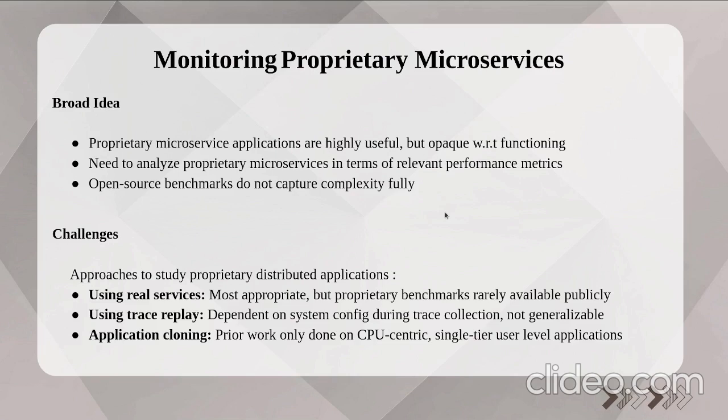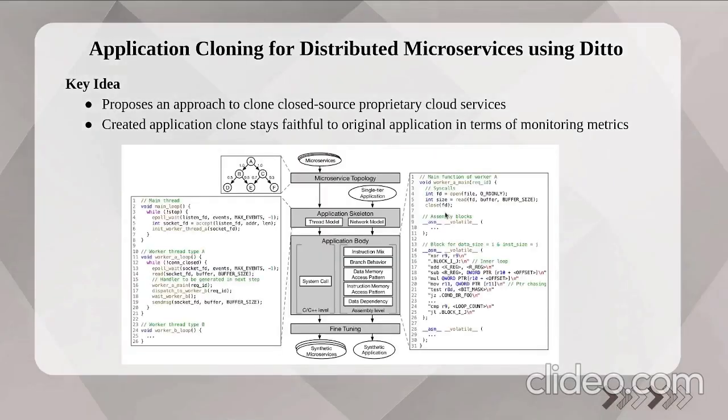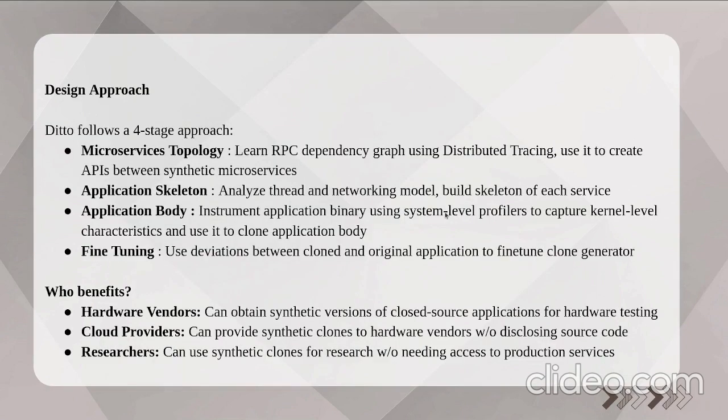Another approach, which is quite promising, is to create a faithful clone of the original application, which can be tested out separately. However, prior work in this regard has only been done on CPU-centric single-tier user-level applications. To this end, the authors of the paper Application Cloning for Distributed Microservices Using Ditto propose a new approach called Ditto to clone closed-source proprietary cloud services. These applications can either be monolithic or they can be microservices. They also ensure that the created application clone is faithful to the original application in terms of the measurable system metrics.